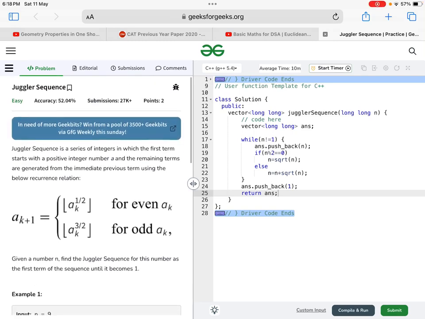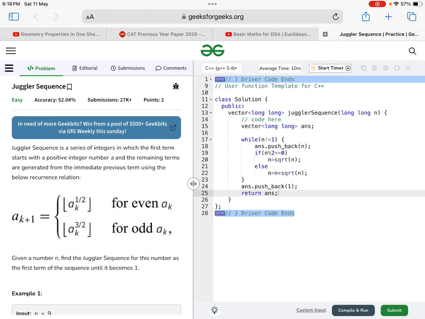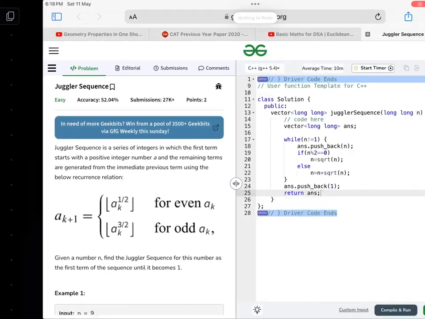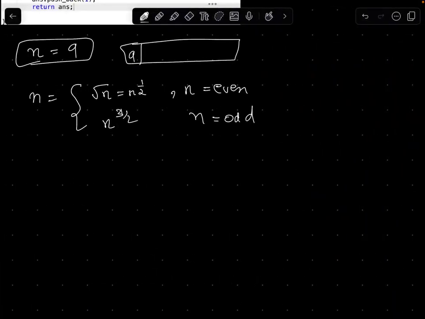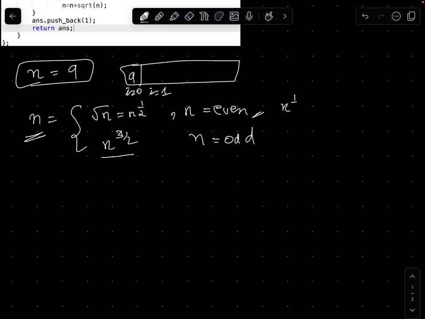Today we are going to discuss the GFG daily problem, which is Juggler Sequence. It is a very easy problem. We will be provided with a value n, and you have to return an array. The condition is that the next value is: if n is odd, you return n to the power 3 by 2. But if n is even, you return n to the power 1 by 2.